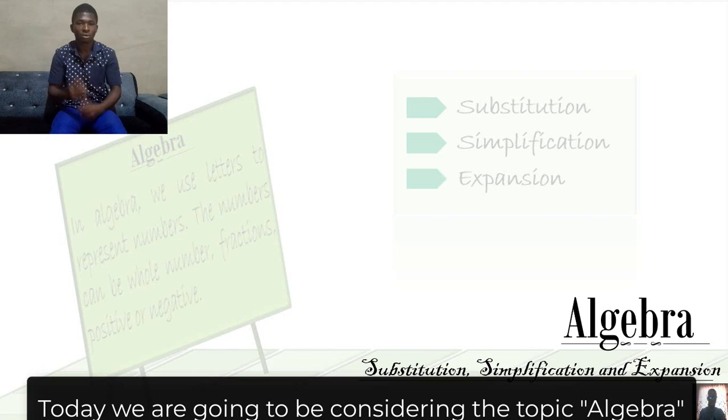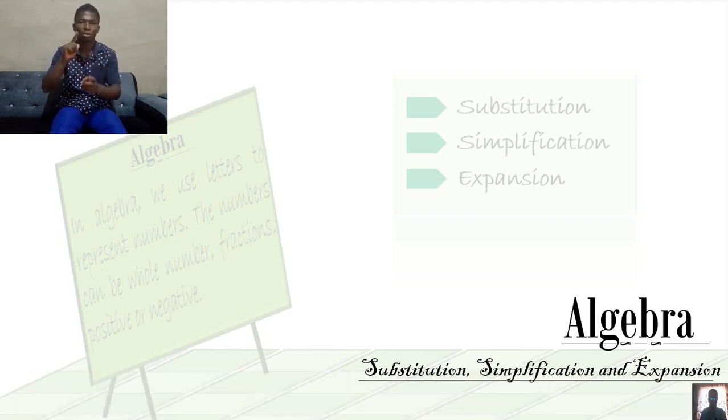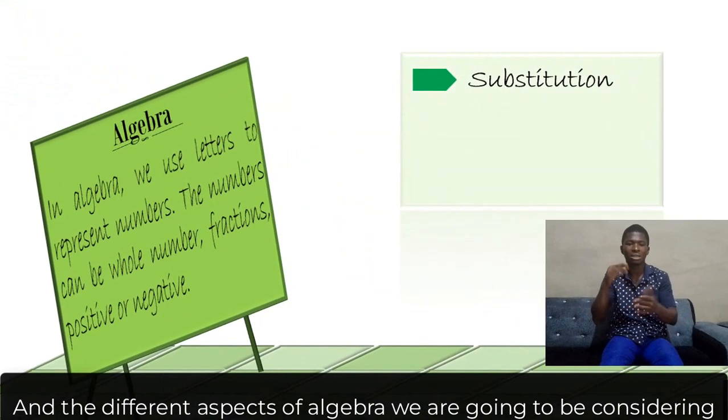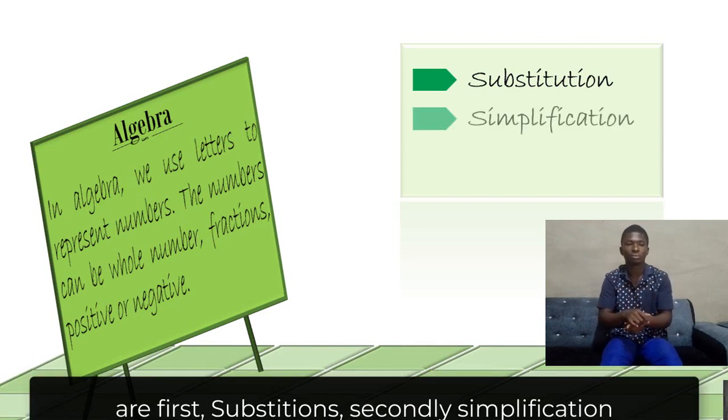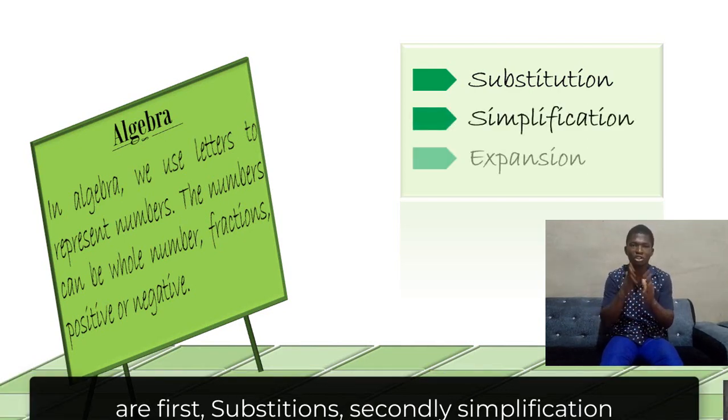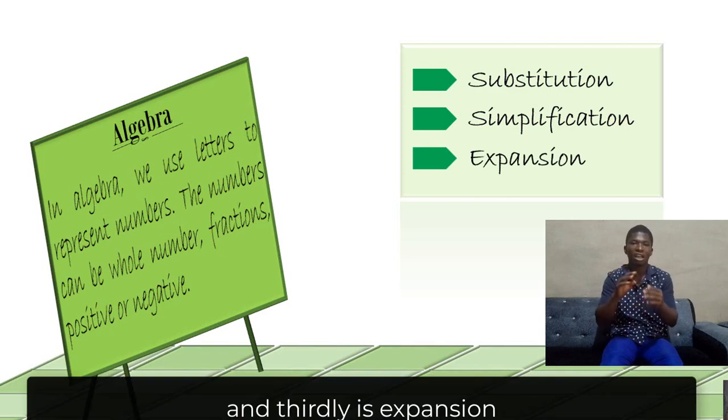Today we're going to be looking at the topic algebra, and different aspects of algebra we're going to be considering are first substitution, okay, and secondly simplification, and thirdly expansion.